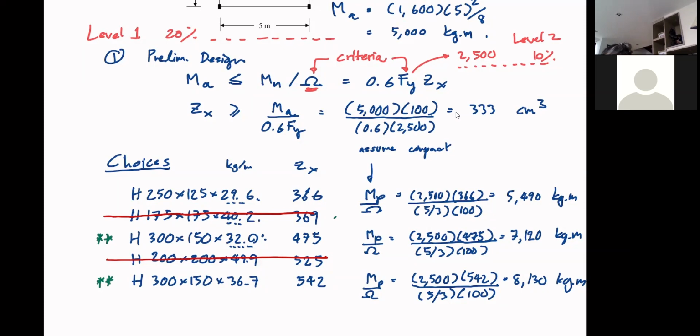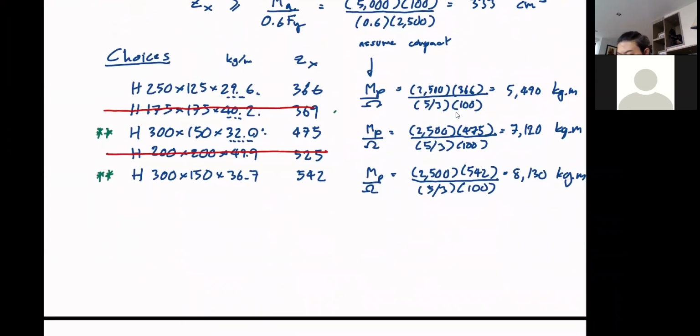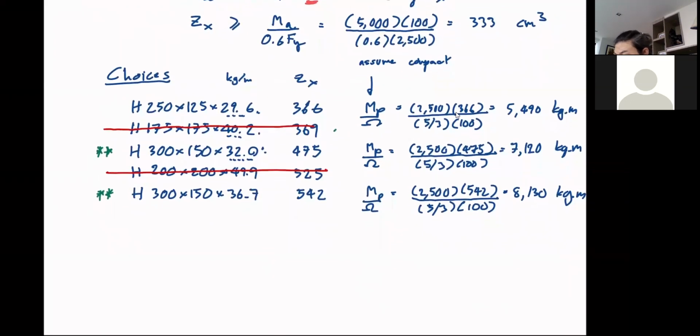Okay, so now we are going to proceed, because we are done with the preliminary design. So we're going to try H300 by 150 by 36.7 kilogram per meter, SS400.